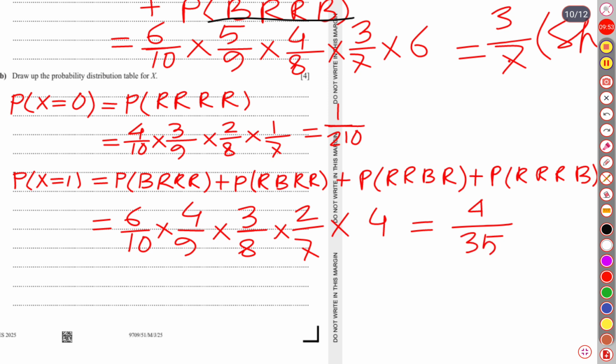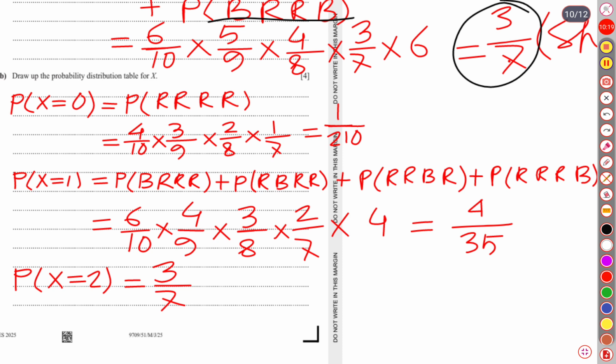Now, next possible case, there may be two blue marbles. We have already found the probability of picking two blue marbles in question number A, so it is 3 over 7. Then if there are 3 blue marbles, what are the cases?